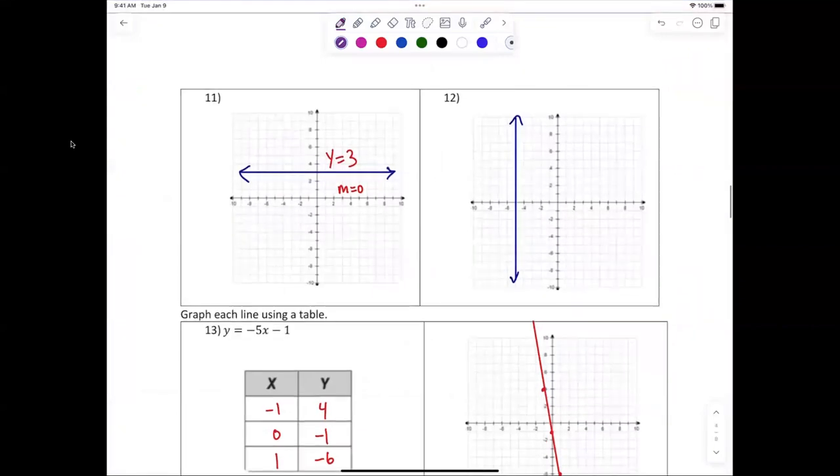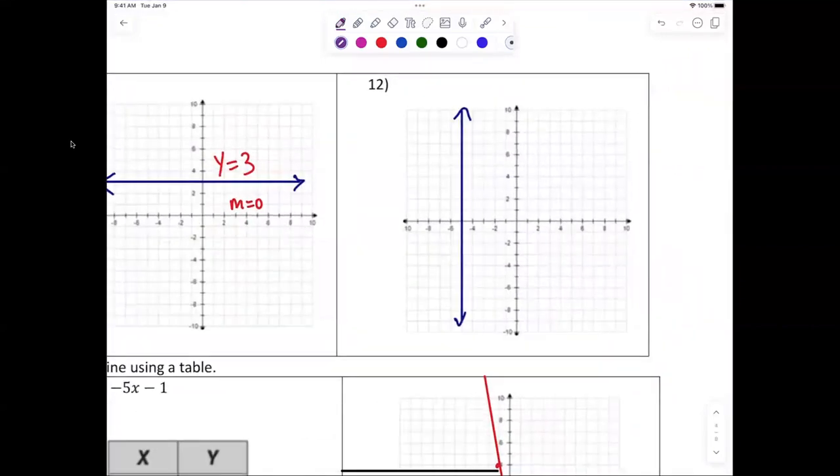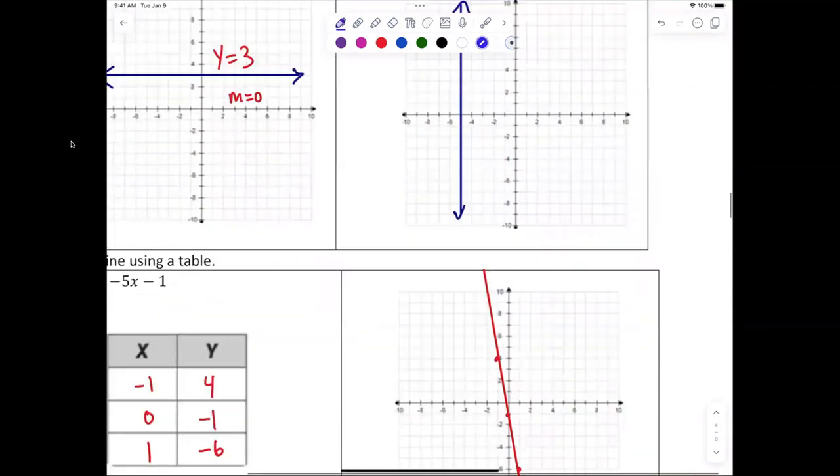All right. So number 12 is just what equation? Thank you. Very good. x equals -5. Anybody got a problem with that? All right, I'm feeling pretty good.